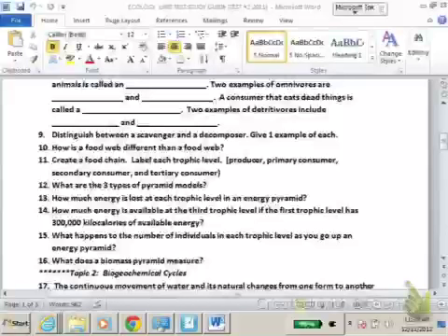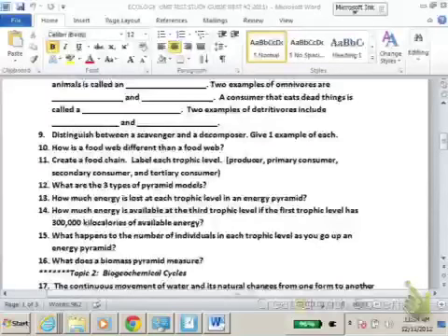Okay, number 10, how is a food web different than a food chain? There's actually a mistake there. That should say, how is a food web different than a food chain? Actually, a food chain is just a single series of feeding relationships. Okay, a food web is where you actually have a bunch of connected food chains together.